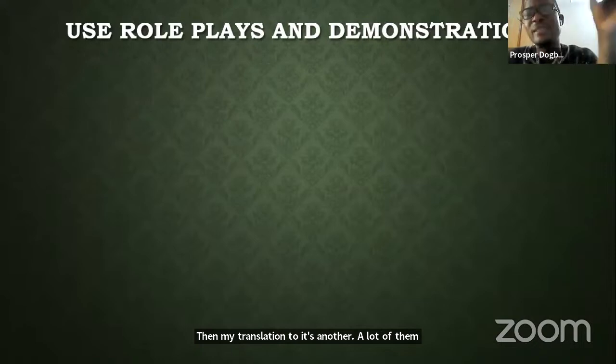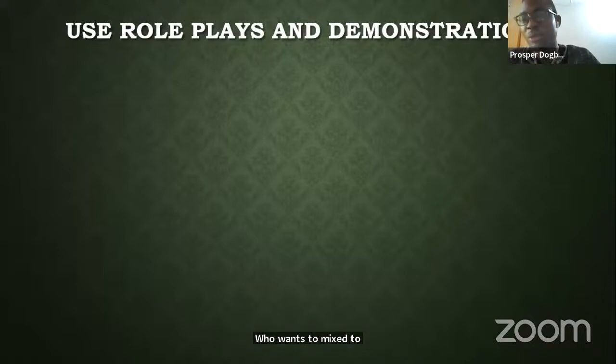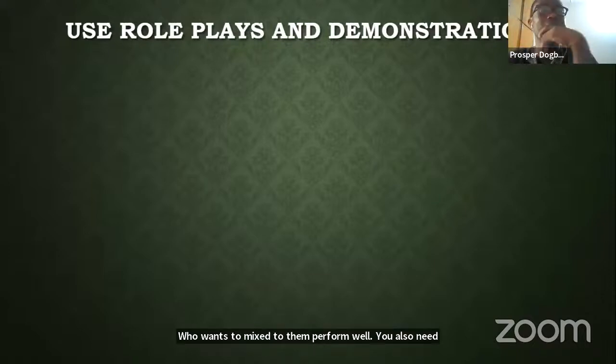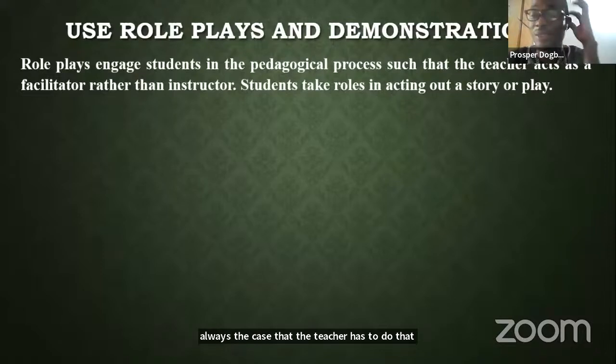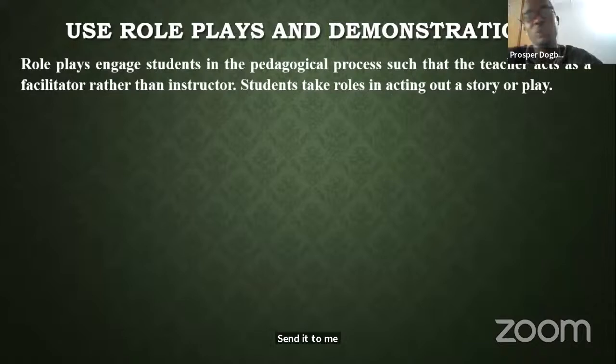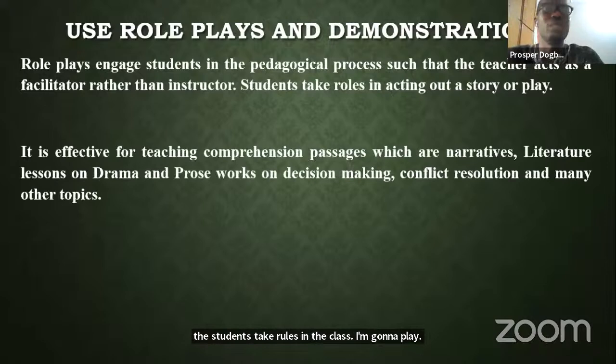Then as a teacher who wants to make students perform well, you also need to use role plays and demonstrations. So it's not always the case that the teacher has to do the talking, the teaching. As I already said, we only facilitate the process. So engage students in the process such that the teacher only acts as a facilitator. Let the students take roles in the class, act them and play out. Then, why do we need to use that?